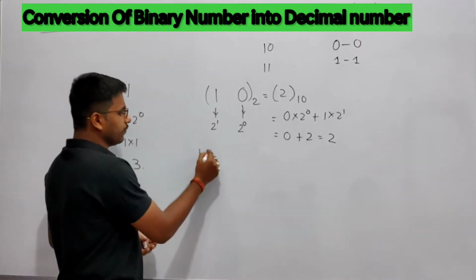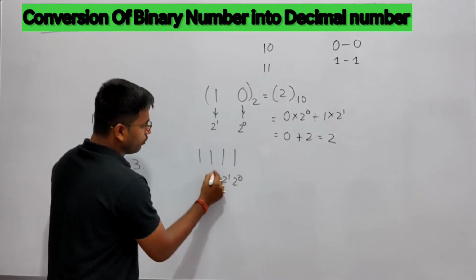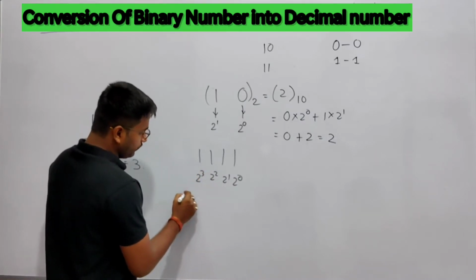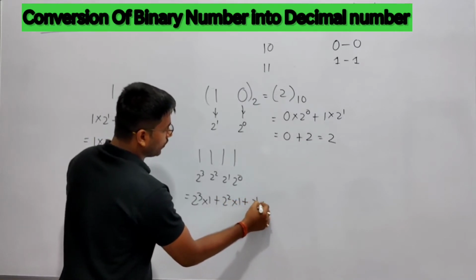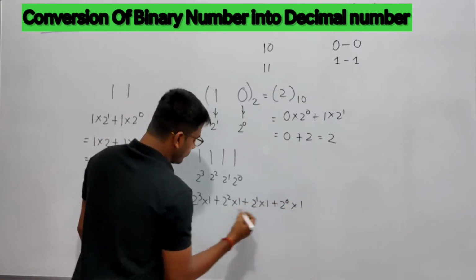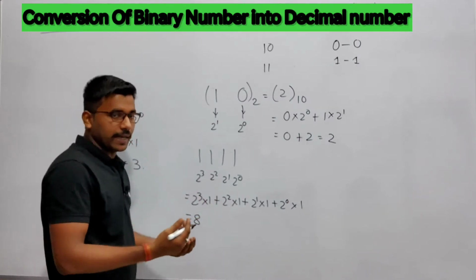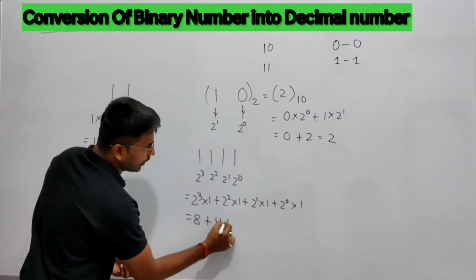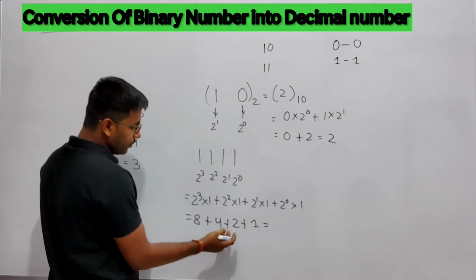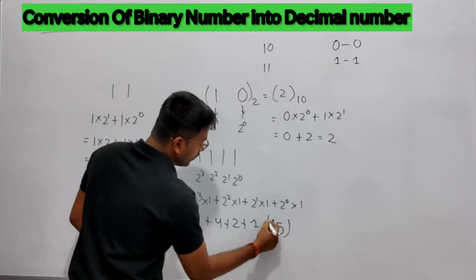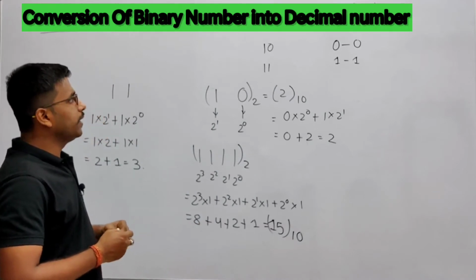Again, if you take 1 1 1 1, the powers are 0, 1, 2, and 3 like this. So it is 2 to the 3 into 1 plus 2 to the 2 into 1 plus 2 to the 1 into 1 plus 2 to the 0 into 1. This is the traditional way that we used to do in college, and even in school in class 11, 12 if you are from a CBSE background. So the decimal equivalent of that is 15. So this is the traditional way.